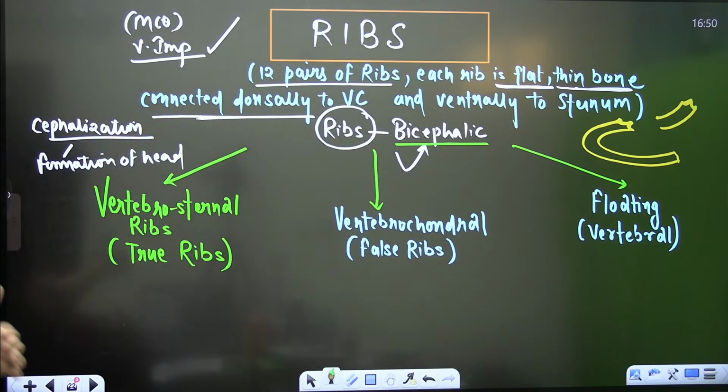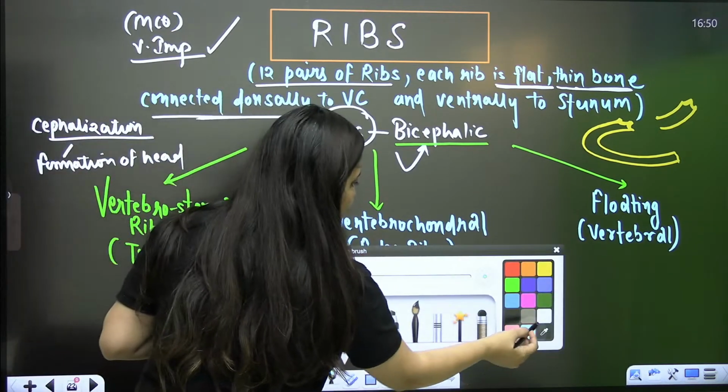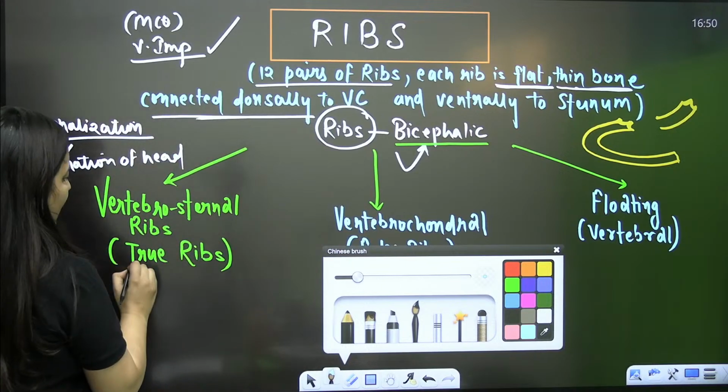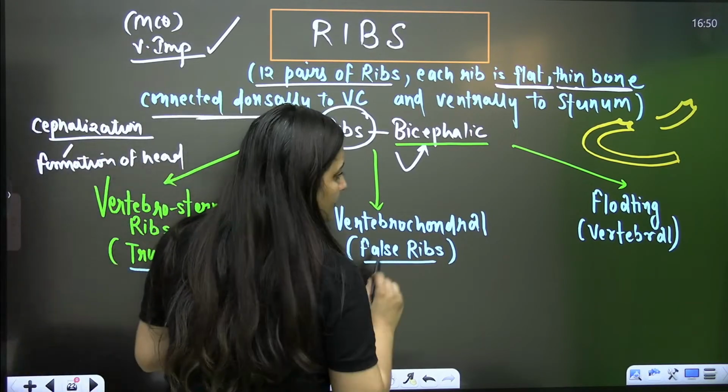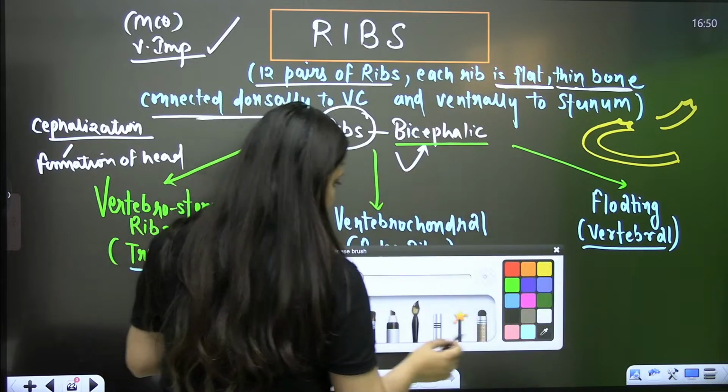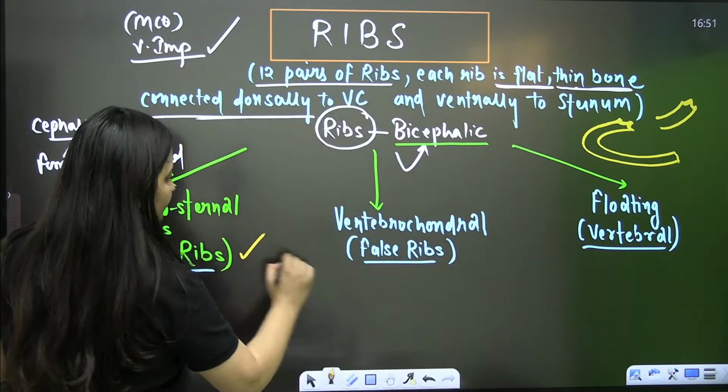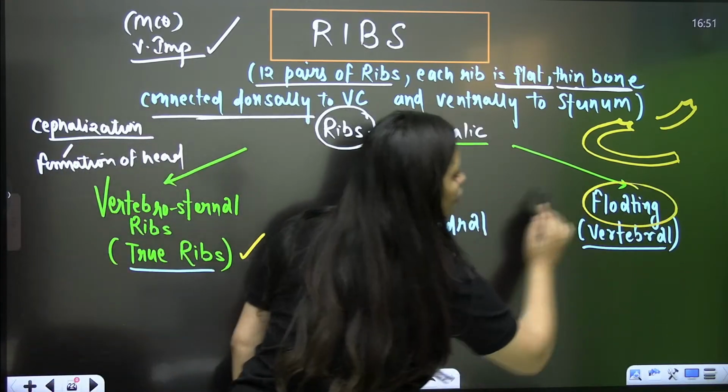That's what you have to remember here. So in the ribs, the next point that you need to remember is that we have true ribs, false ribs, and the floating ribs.